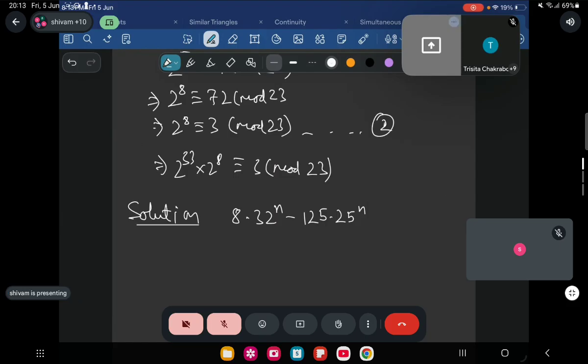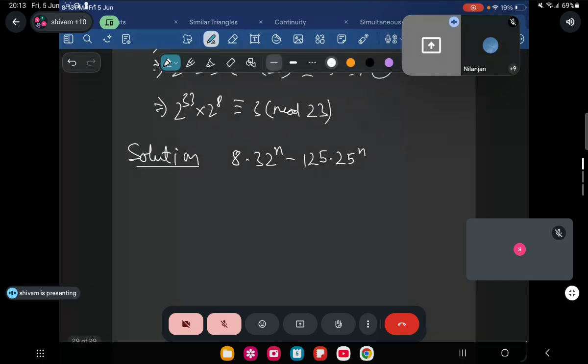Yes, Lanjan has proved it by induction only. Yes, this is what I was saying. He has proved it by induction. Let's also see. We need to prove that this is divisible by 7.